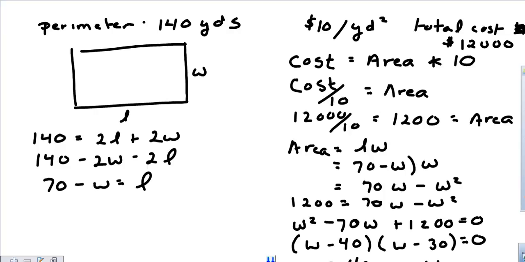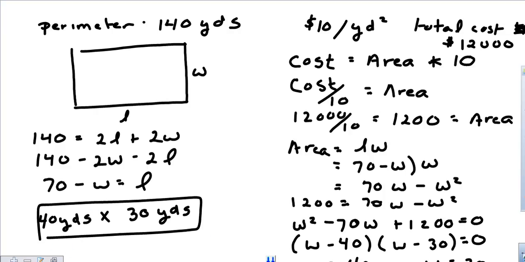or W is equal to 30, which means that the dimensions of my rectangle, either W is equal to 40 and the length is equal to 70 minus 40, so 30, or W is 30 and length is 40. It doesn't really matter which one's which. So my dimensions are 40 yards by 30 yards. And we have solved a fairly typical quadratics word problem by factoring our quadratic.